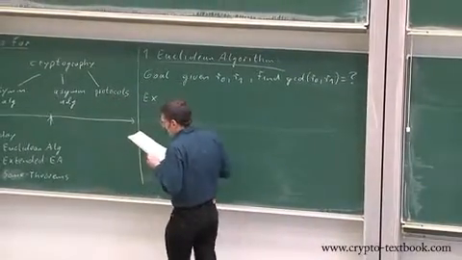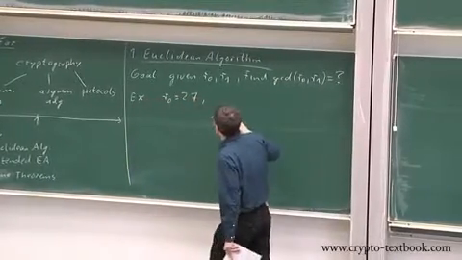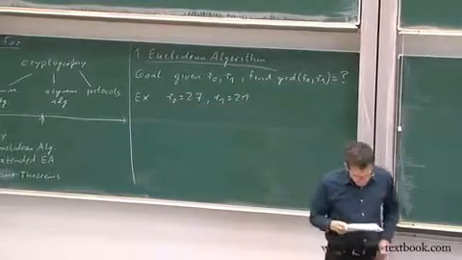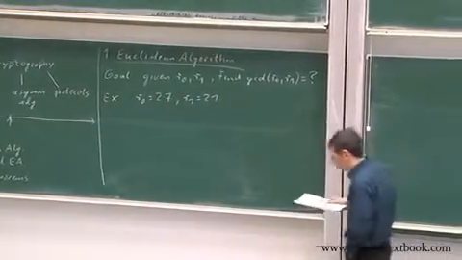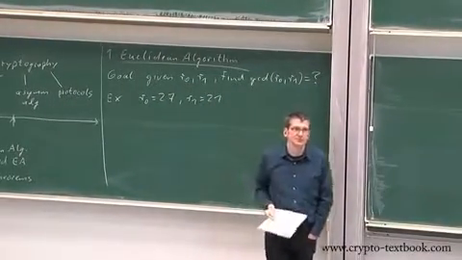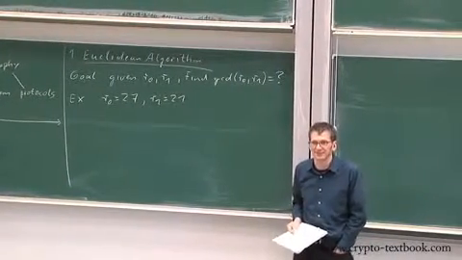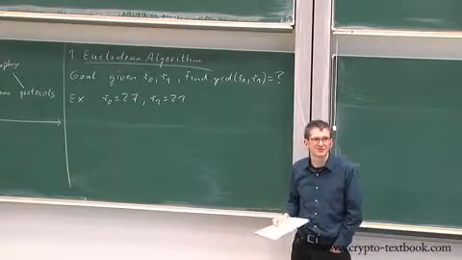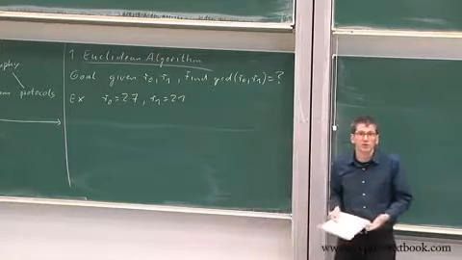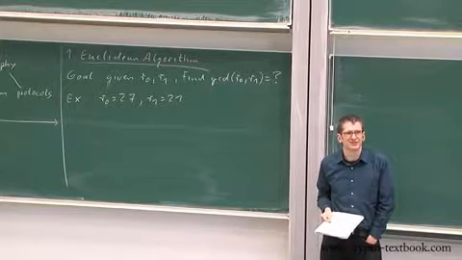Let's start with an example. r0 is 27, r1 is 21. Any idea what the GCD is here? Can anybody do that mentally? Who has an idea? Yeah. Very good, it's 3. So how did you do that? Können wir in Deutsch machen. Was?